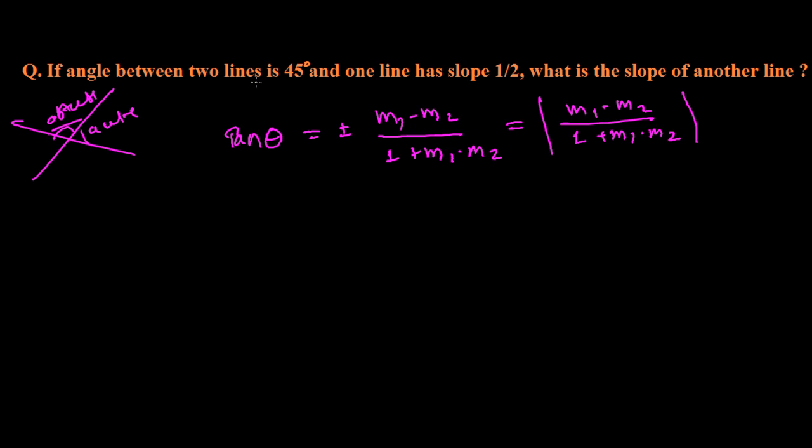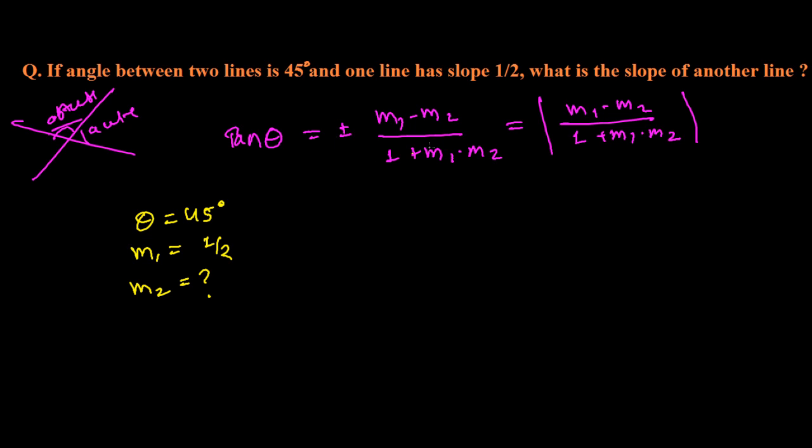And now the question is here, the angle between them, theta, is 45 degrees, and one line has slope half. So the first line's slope m1 is given, that is 1 by 2. And what is the slope of the other line? So what is the value of m2 that we need to find out?